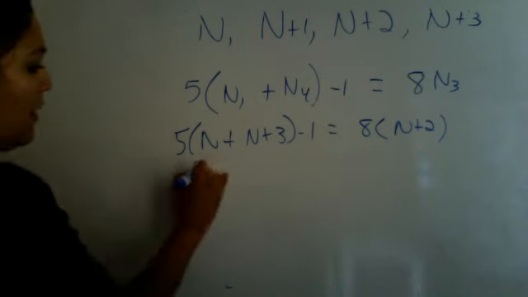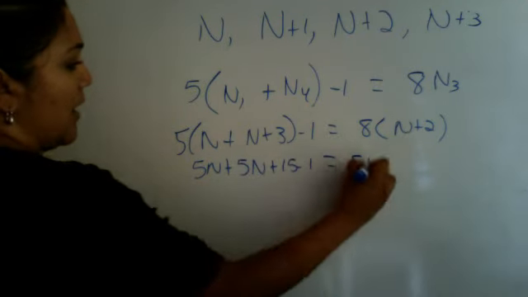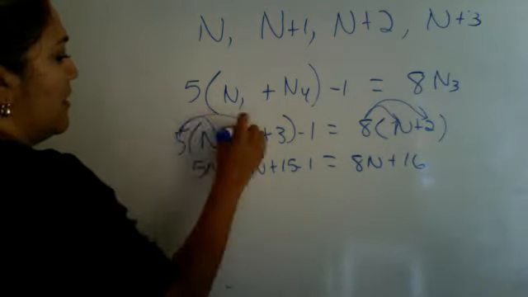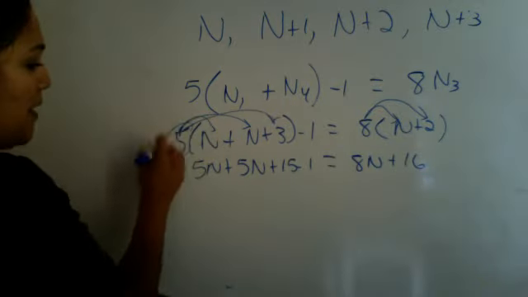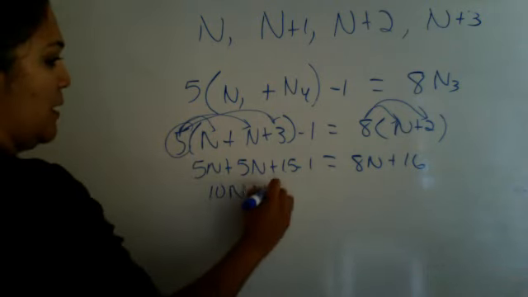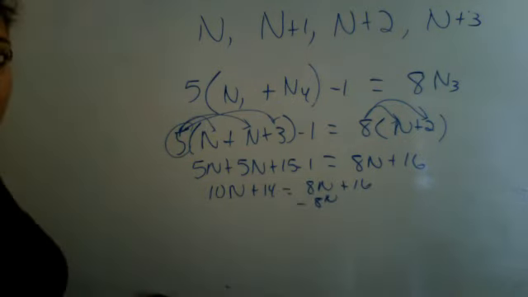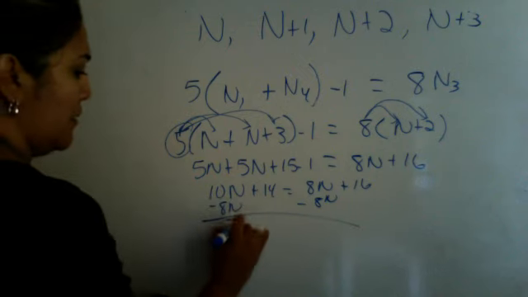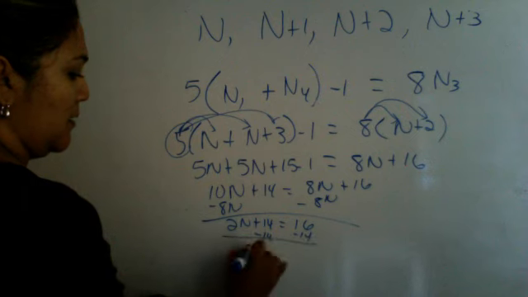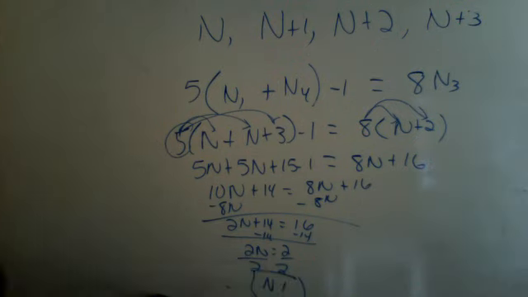Now we just distribute. 5n plus 5n plus 15 minus 1 equals 8n plus 16. Basically, I'm using the distributive property, and however many terms you have inside that parentheses is how many times you have to distribute this number outside to it. Okay, so I'm going to combine like terms. 10n plus 14 equals 8n plus 16. Minus 8n, minus 8n. 2n plus 14 equals 16. Minus 14, minus 14. 2n equals 2. Divided by 2, divided by 2. n is 1.